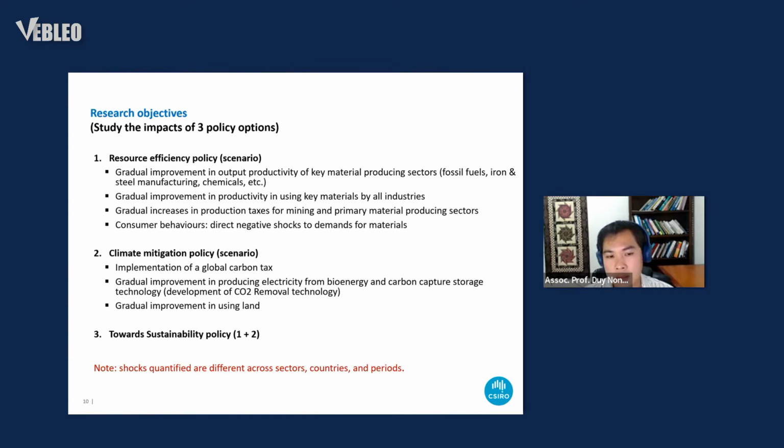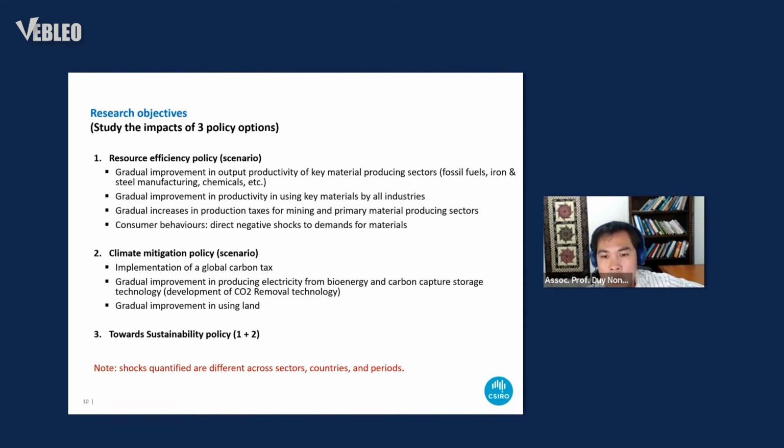And also we assume gradual improvement in using land to make land more productive for the agriculture sector. And in the third scenario, we call it the towards sustainability policy. Thus, we combine scenario one and scenario two to have less emission, but also achieve economic growth, like an increase in real GDP.